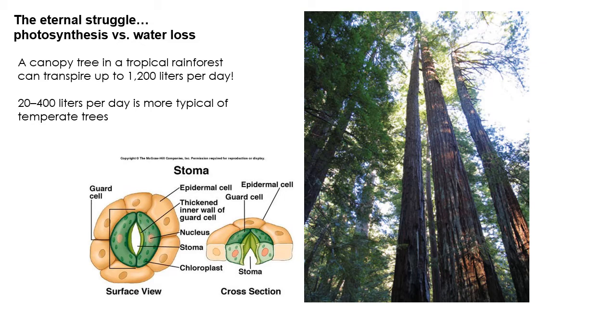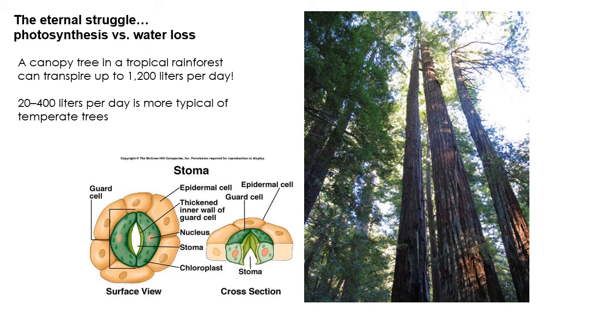Those sugars are combined with minerals that come in through the roots to produce everything else, right? Lipids and oils and fats. All the structures of the tree have to be formed by photosynthesis. So it's super important. We don't want to limit photosynthesis. But on the other hand, we also want to prevent water loss. And trees lose a lot of water through their leaves.